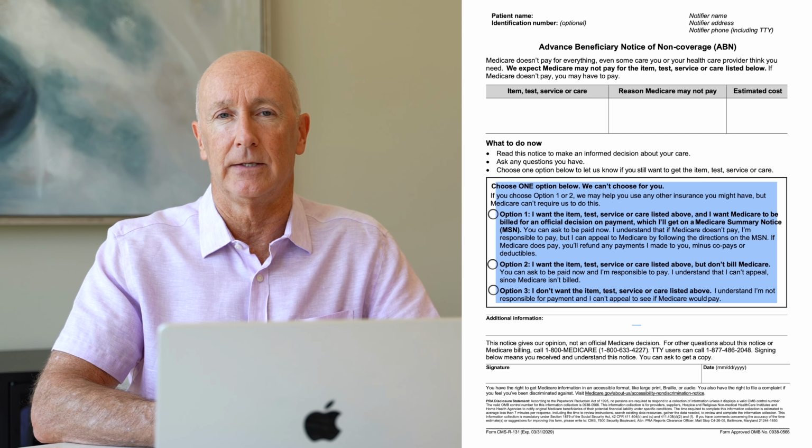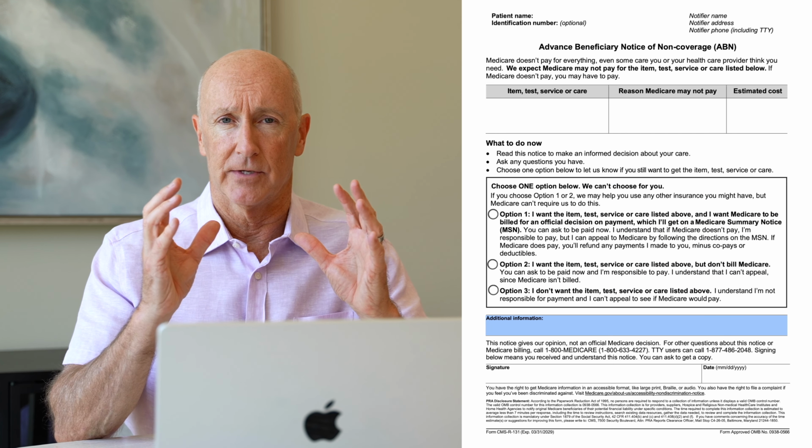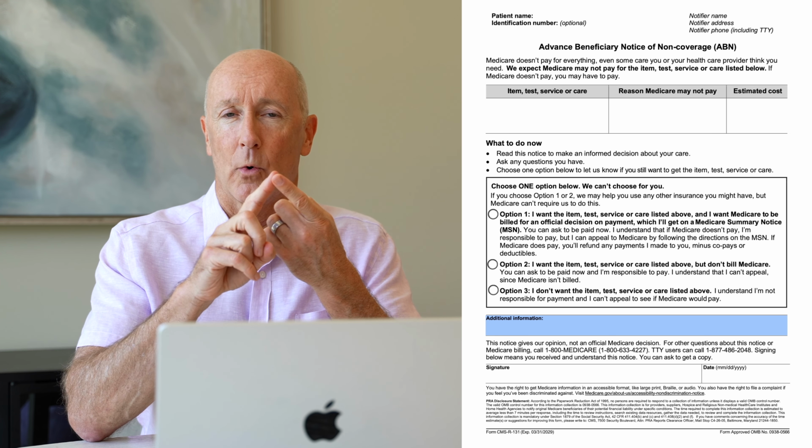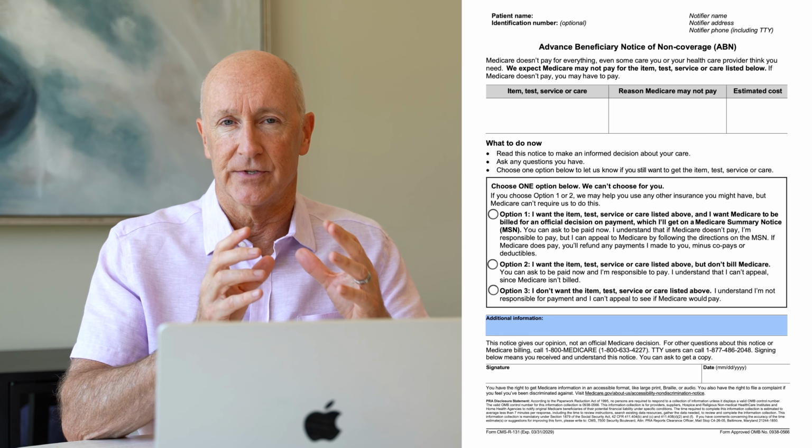Below that, you see additional information. So if there's extra information you want to include on the ABN, that is where you would put it. And then either the patient or their representative would then sign and date this ABN. You want to then make a copy of this ABN form, provide a copy to the patient, and keep the original in the patient's chart.